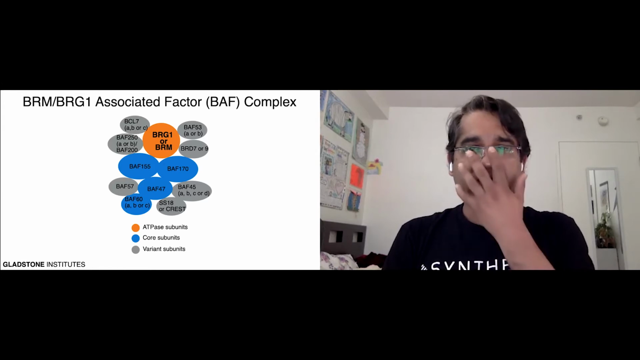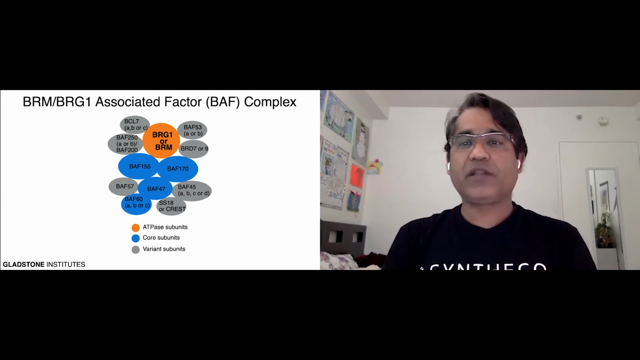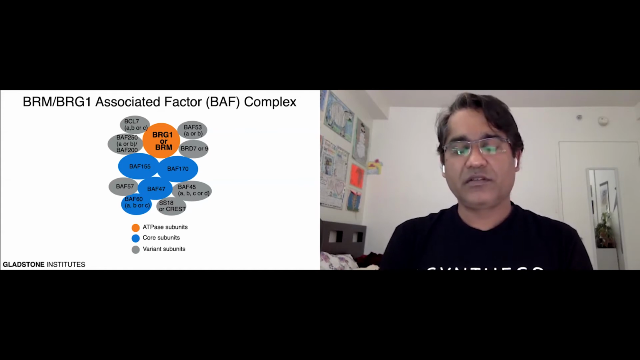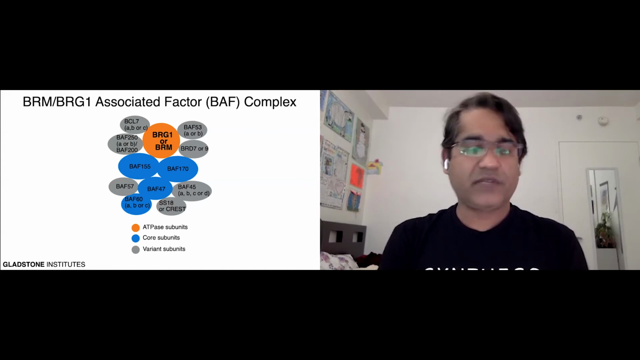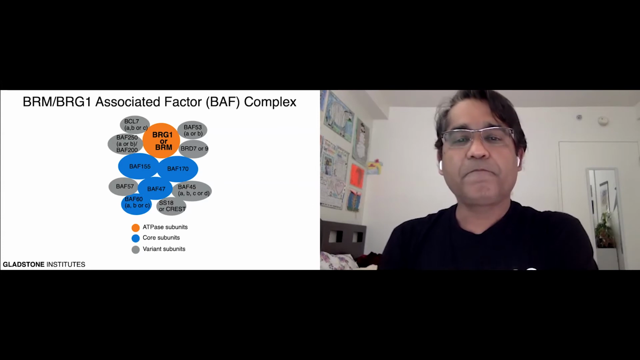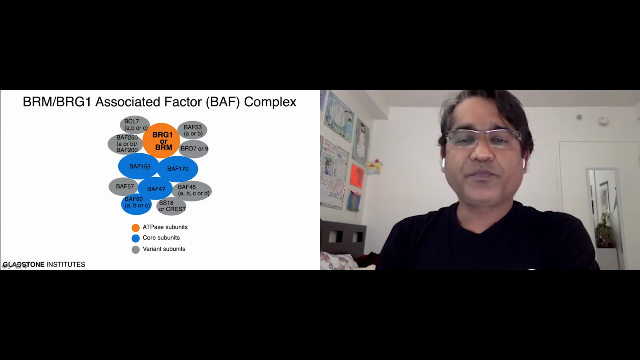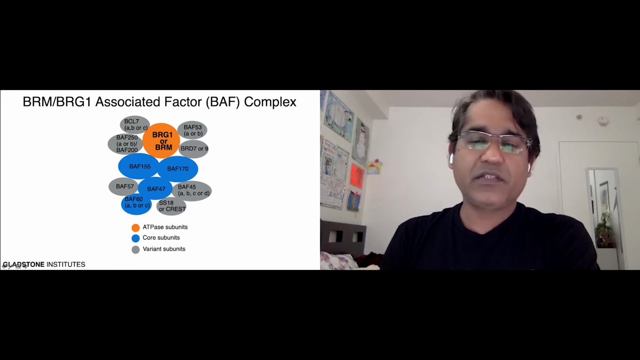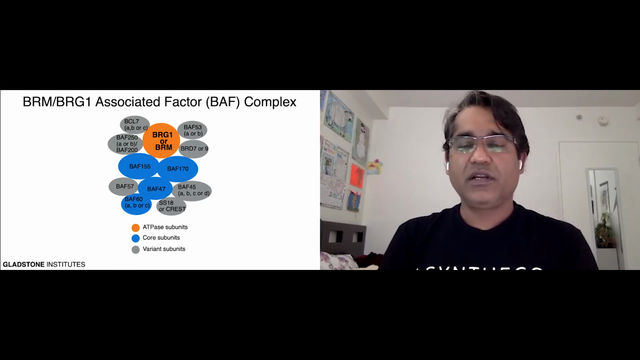Brahma is part of a large multi-subunit SWI/SNF complex, along with another protein called BRG1, which I won't be touching much today, but we have done much work here in the Bruno Lab, Jeff, and previously June and Heiko. So these are the catalytic subunits, BRG1 or BRM, with some core subunits and some variant subunits. And these variant subunits associate with different types of cell types.